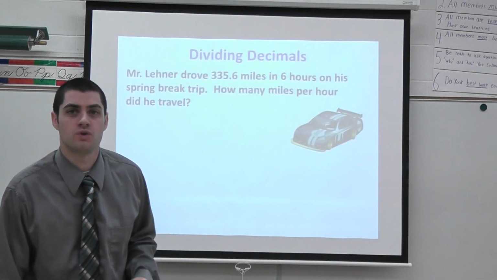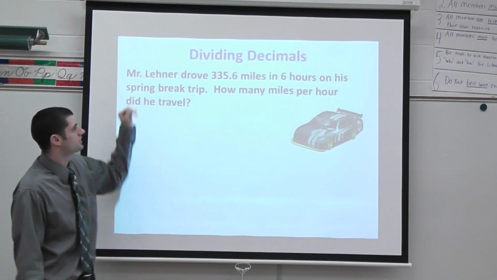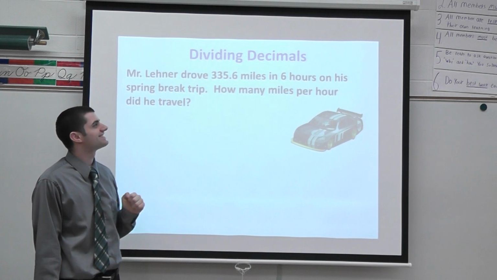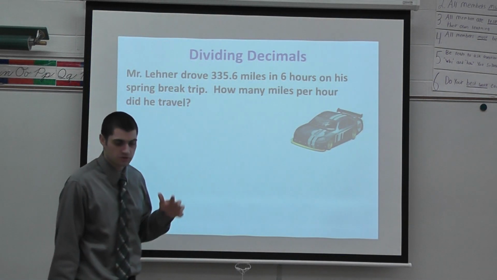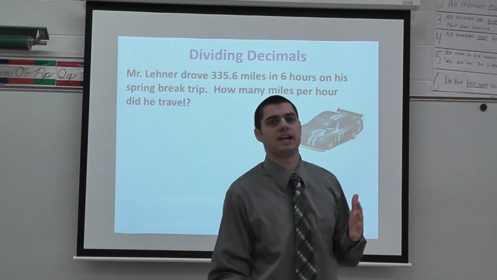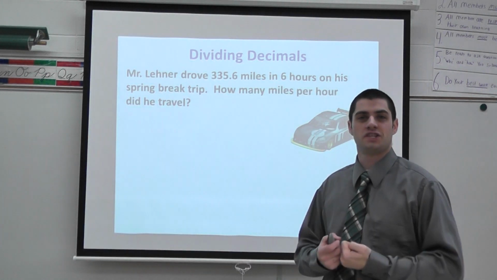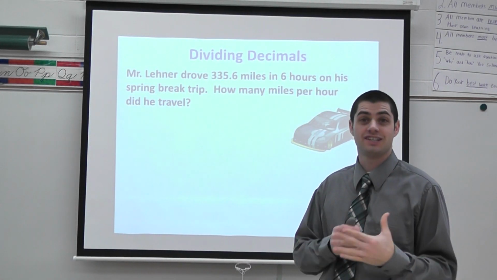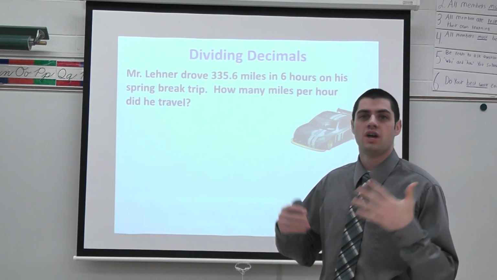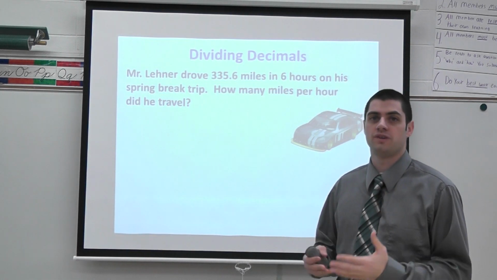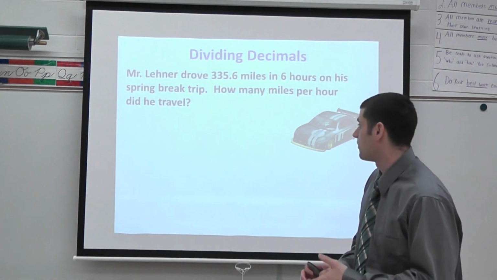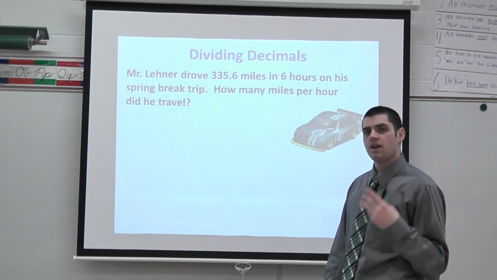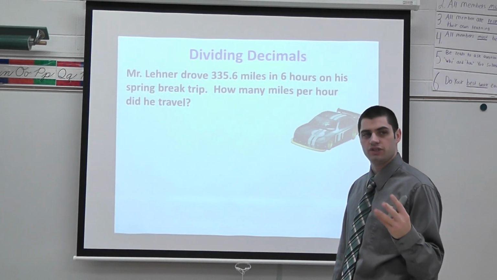Let's look at our example problem with the road trip. It says, Mr. Lehner drove 335.6 miles in 6 hours on his spring break trip. How many miles per hour did he travel? Maybe you've gone on vacation with your family. Nowadays, we have GPS systems that tell us the ETA, or estimated time of arrival. But you can also use your math knowledge to figure it out. If you have a smartphone or a cell phone with a calculator on it, you can figure out how many miles you have traveled, or will travel.